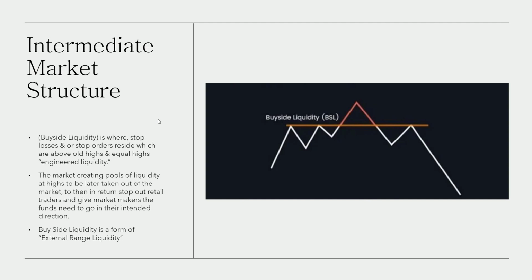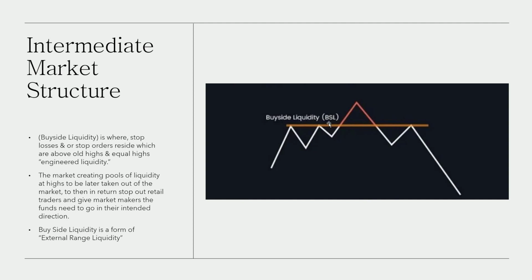So there are two types of liquidity when it comes to intermediate market structure: external range liquidity and internal range liquidity. External range liquidity will define structure. Internal range liquidity will define something called PD arrays, which we will go over in another video. So let's focus on structure right now. External range liquidity will be either a high or a low, known as buy-side liquidity.